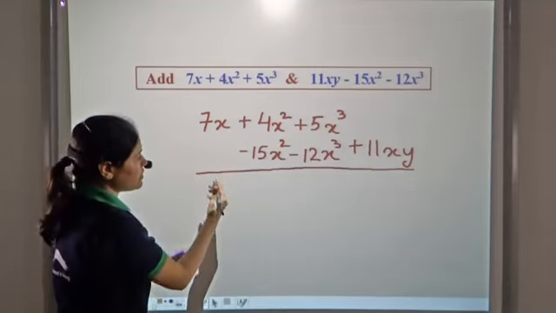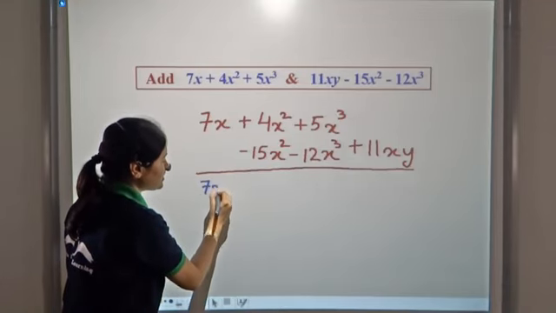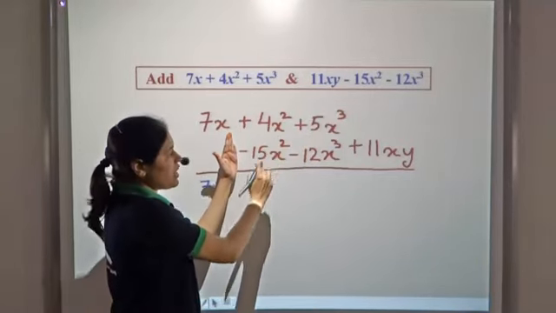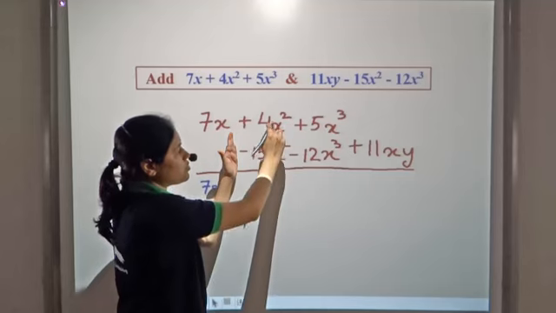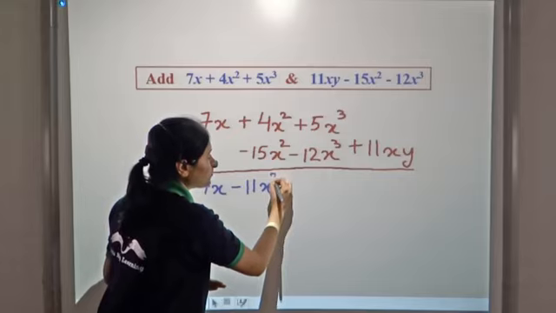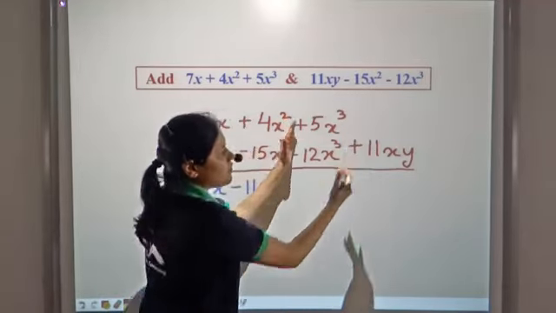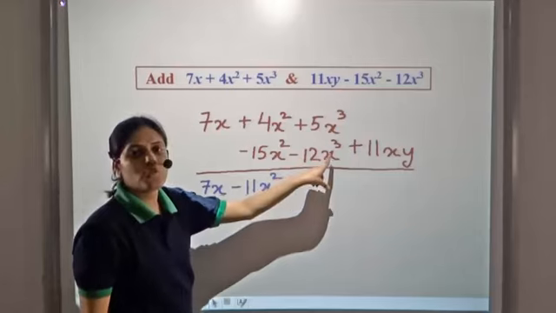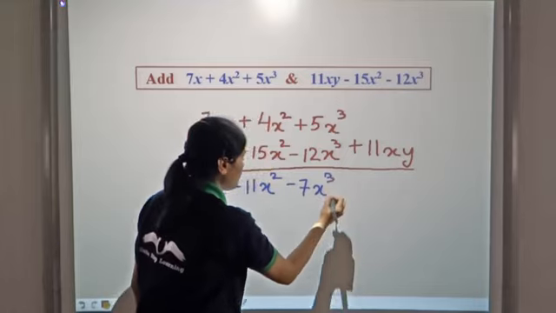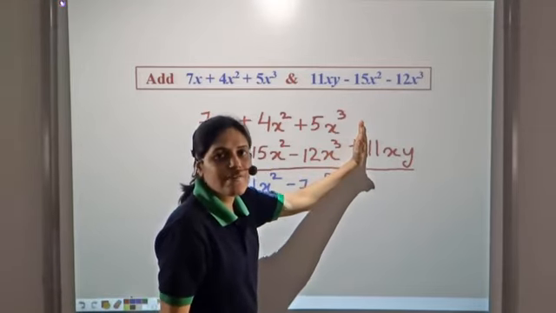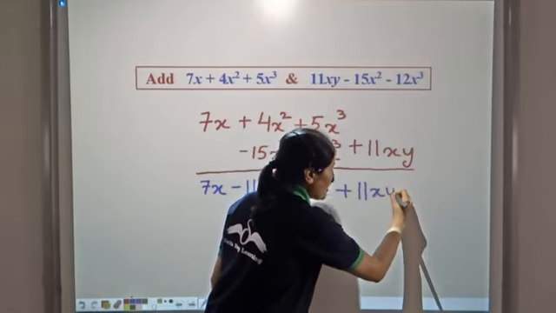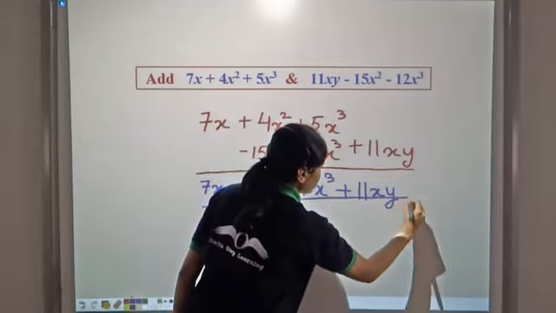So in this column, we just have 7x. So we write 7x. In this column, we have plus 4x square and negative 15x square. So these two give us minus 11x square. In this column, we have 5x cube minus 12x cube. So we can write minus 7x cube. Here we just have 11xy. So we simply write 11xy. So this is our answer.